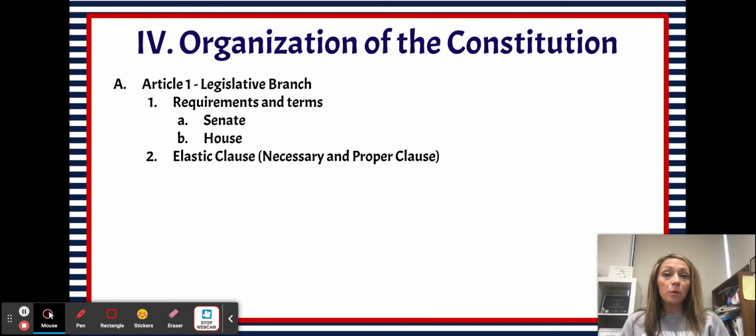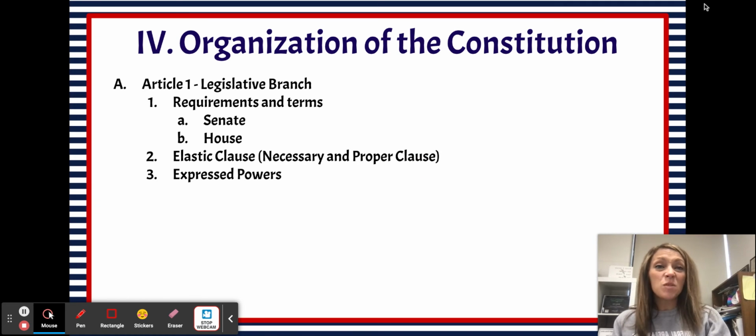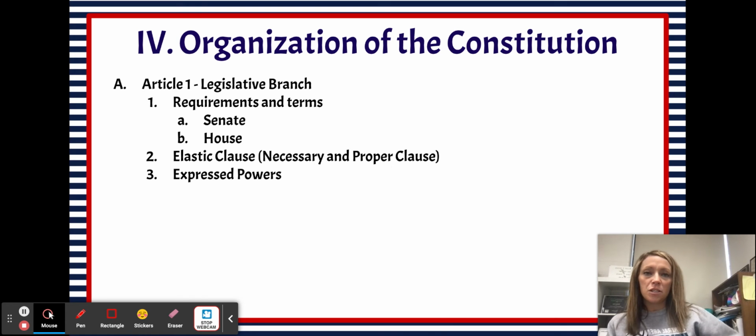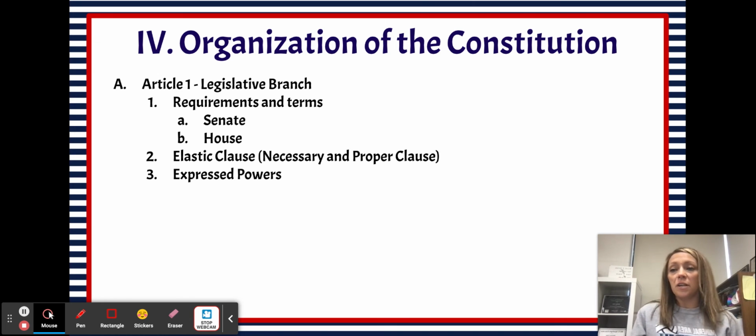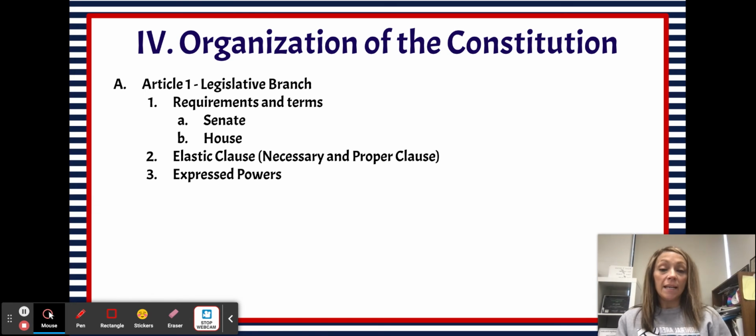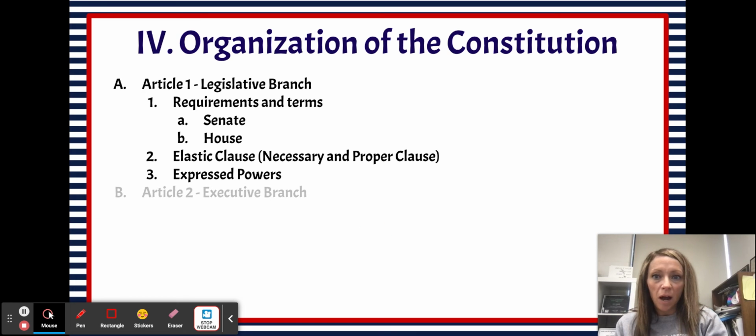The necessary and proper clause is sometimes called the elastic clause because it stretches the power of Congress. This definitely increases their power to make laws. Next, we've got expressed powers, and expressed powers are those powers that are specifically written in the Constitution. So things like if you're Congress, you have the ability to declare war. You have the ability to create post offices. You can coin money. You can do all of these different things. So those are the specific expressed powers that are written in the Constitution given to Congress.